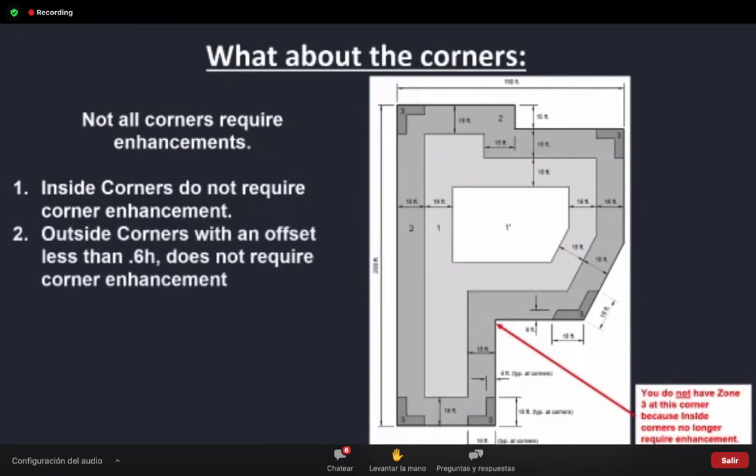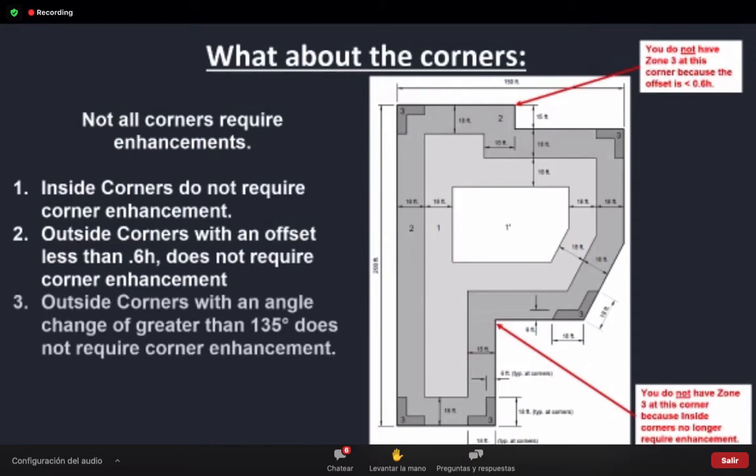Number 2, outside corners with an offset less than 0.6 of the height. If we go to the top of the building right here, we see this offset of 15 feet. Well, that's not equivalent to our 18 feet, which is 0.6 of the height. Therefore, we do not have an outside corner or a zone 3 there, because the offset is less than what we need to achieve for 0.6 of the height.